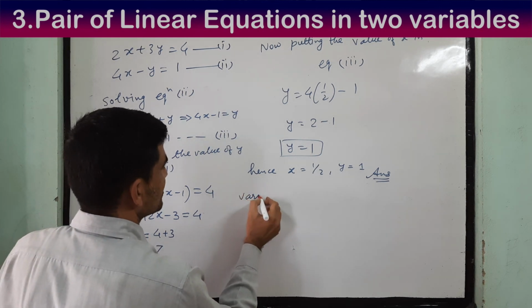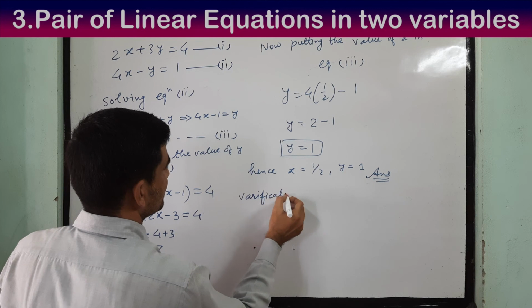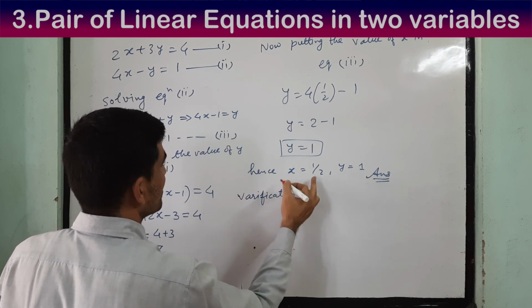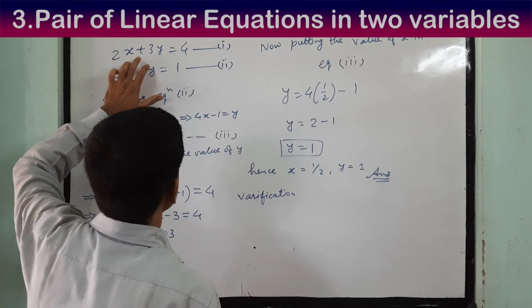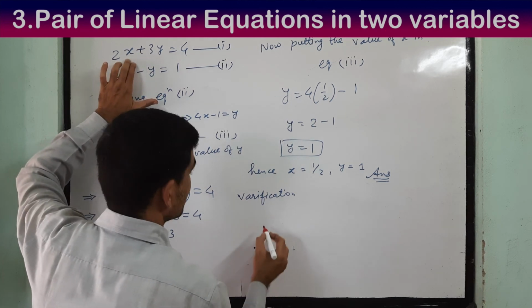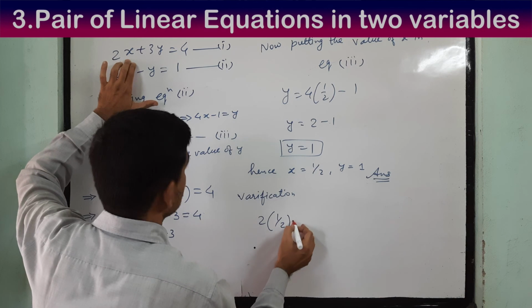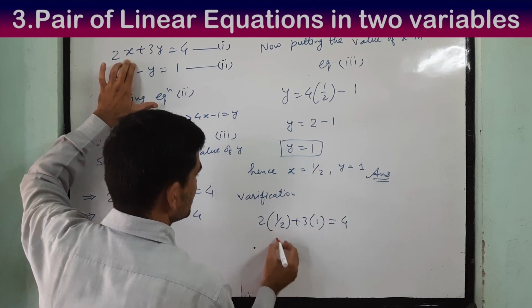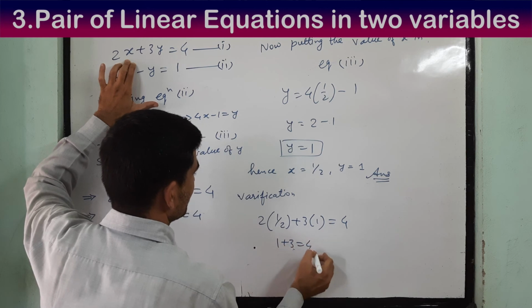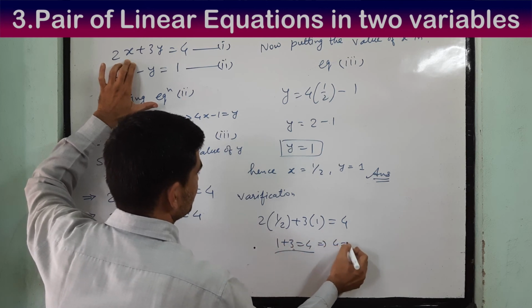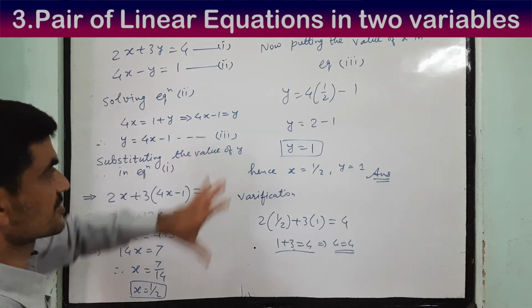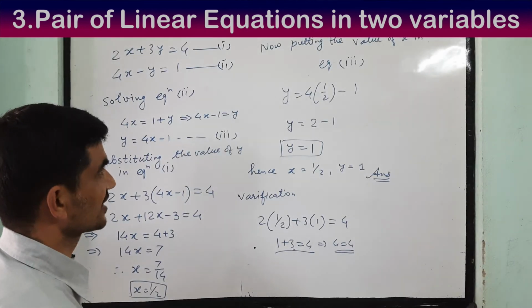So verification, put this value x equal to half and y equal to 1 in equation number 1. So 2 times of 1 by 2, 3 times of 1 equal to 4. Yes, it is 4. Okay, so the equation is solved, solution is correct. Clear?